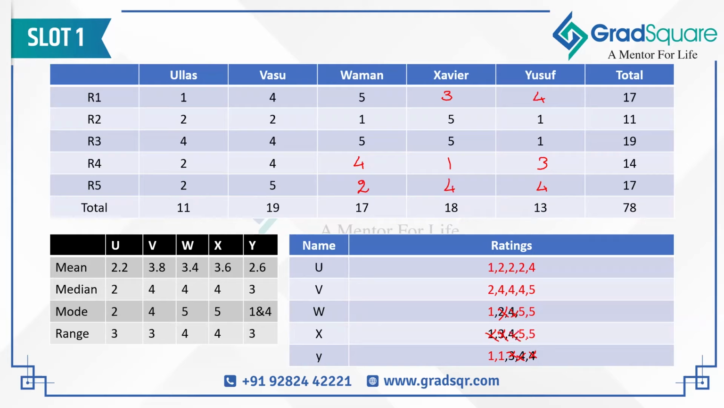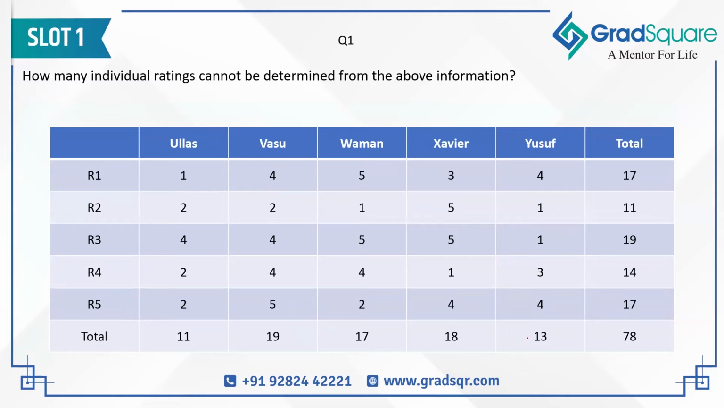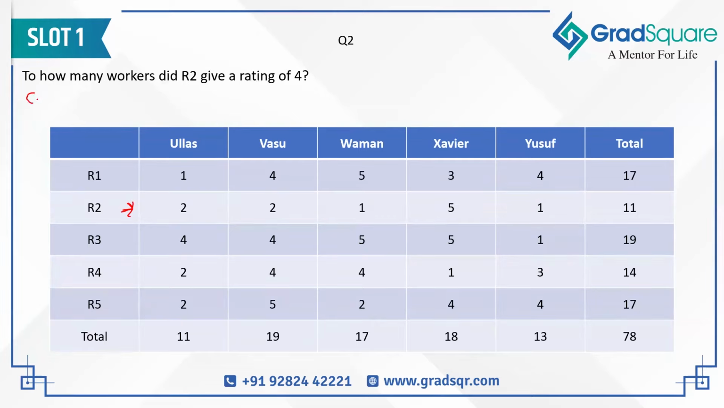Question number 1 says, how many individual ratings cannot be determined from the above information? We have clearly populated the entire table. So there are 0 ratings that we cannot figure out. So the answer for question number 1 should be 0. Similarly, question 2 asks, how many workers did R2 give a rating of 4? R2 has given no ratings of 4. So the second question's answer is also 0 for this set. Question 3 is, R1 gave what rating to Xavier? R1 has given a rating of 3 to Xavier. So the answer for question number 3 will be 3.